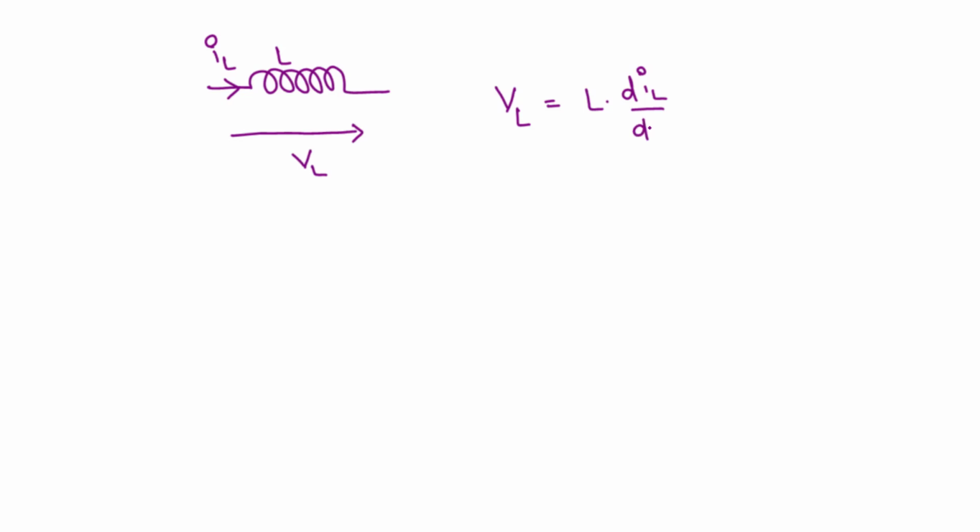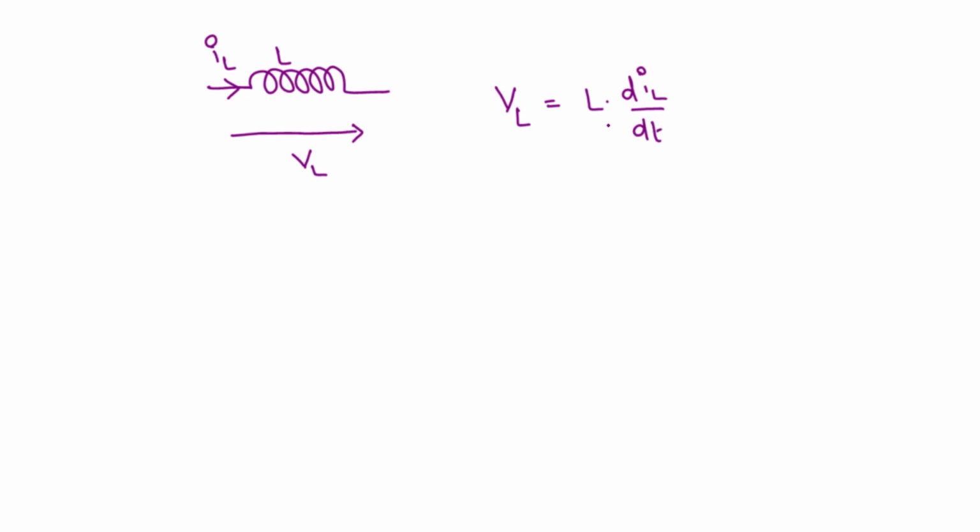Okay, this is the inductor. The current that is passing through inductor L, I am calling IL, and the voltage that is developed across the inductor I am calling VL. The amount of voltage developed across the inductor, VL, is represented as L into dIL by dt.